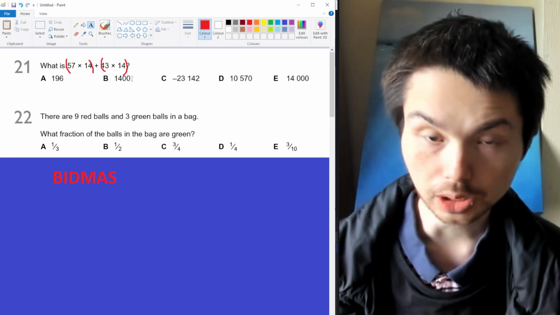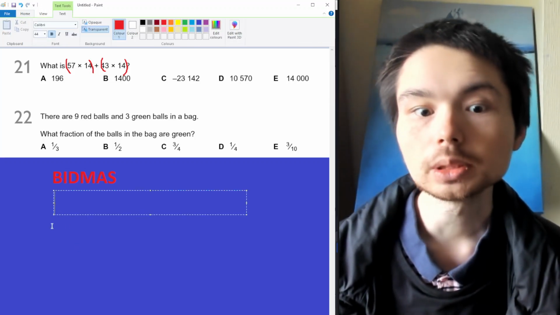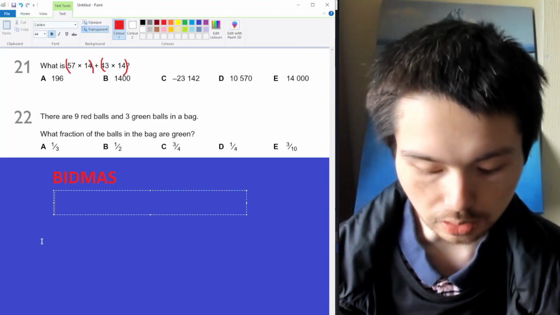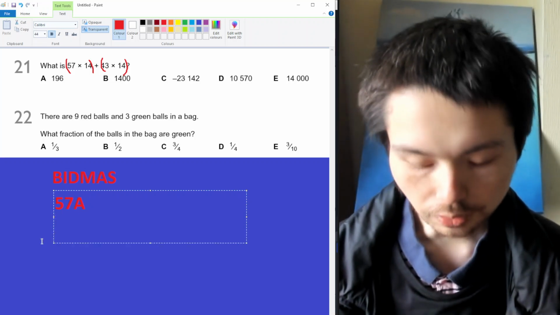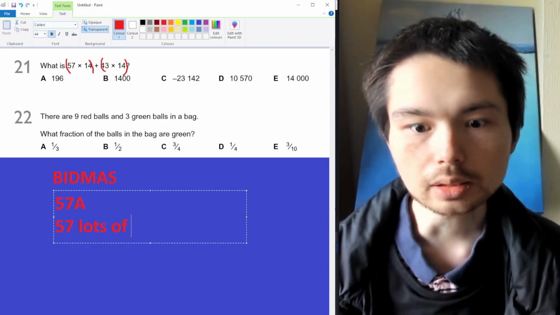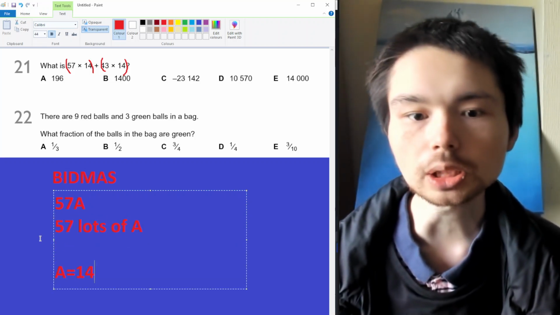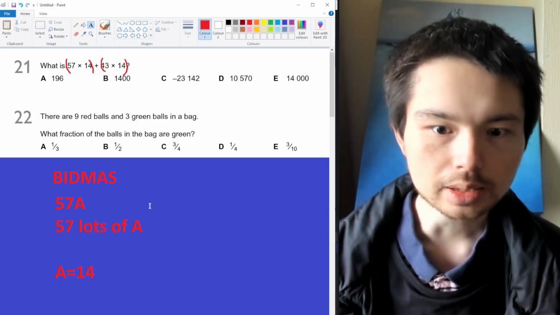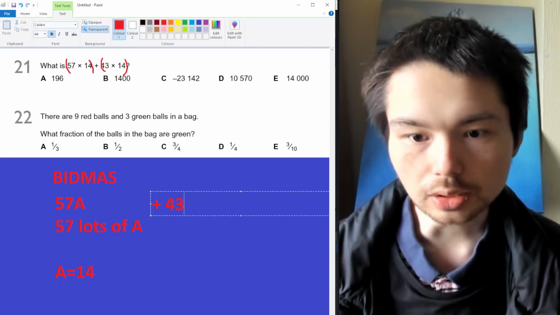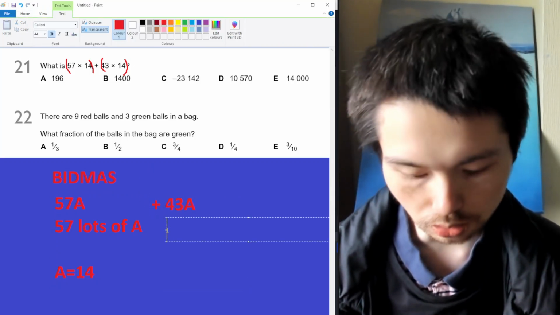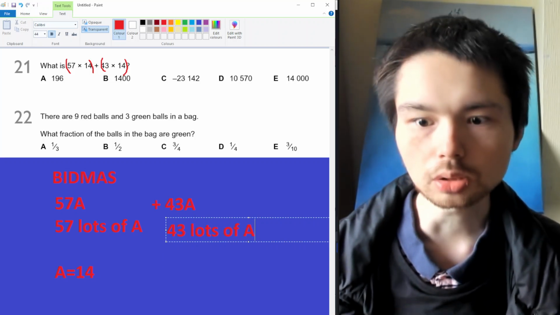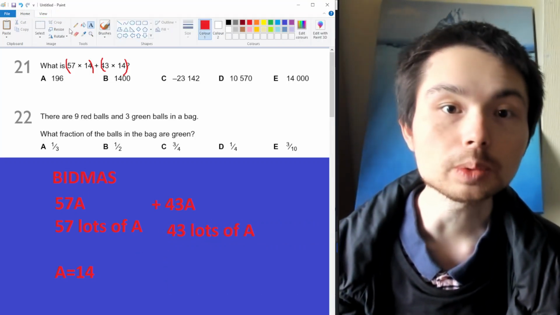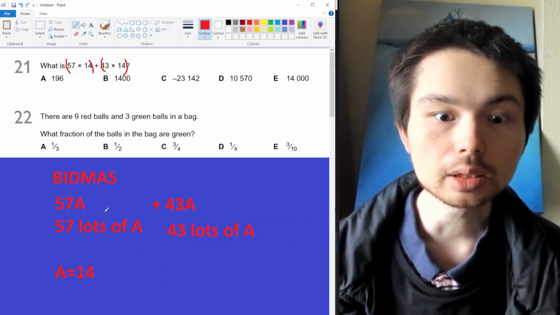Can you see 14 is the same in both? Therefore, you can think of it like 57 times something. 57 lots of A, and it's like I'm calling A to be 14. Think of it in the second bracket as well. 43 times A, that is 43 lots of A. Because lots of means multiply. And then we can add the two sections together.